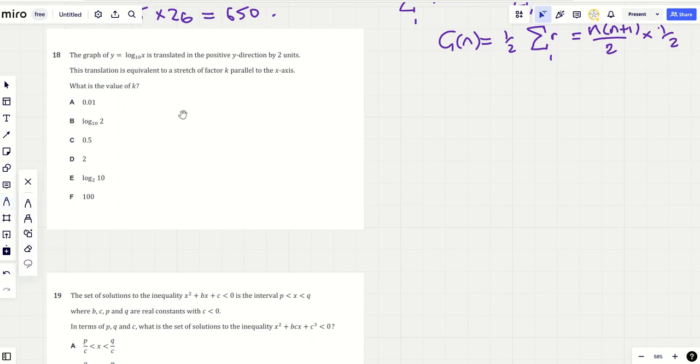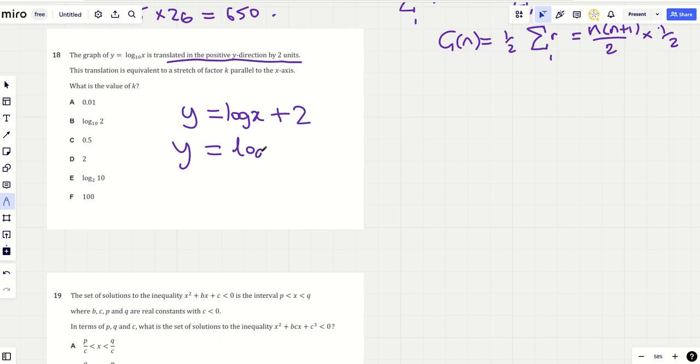Okay, this one, I thought this one was really easy, actually. The graph of y equals log base 10 of x, I'm just going to write log of x, is translated in the positive y direction by 2 units, so it becomes log x plus 2. That's how you move something up 2. The translation is equivalent to a stretch, I agree, because you could write 2 as log of 100, assuming this is base 10, which I said at the start it would be, and that's because log base 10 of 100 is 2.